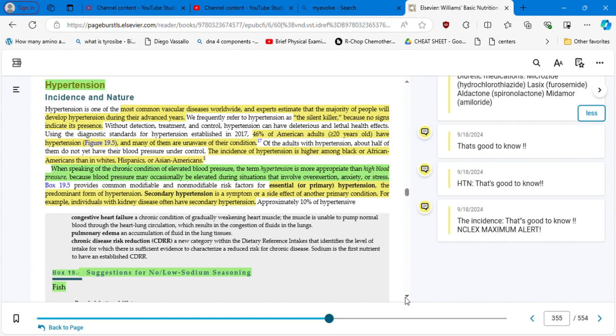This is a silent killer. Yes, it's a silent killer. People don't believe they are having hypertension. They think, it's because I'm going through anxiety, I've been so stressed, I had stressful incidents last week, that's why my blood pressure is high. Okay, so we need to follow up because no signs indicate it's present.